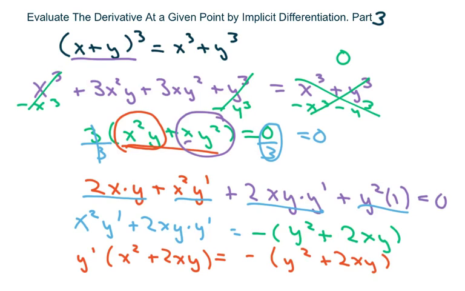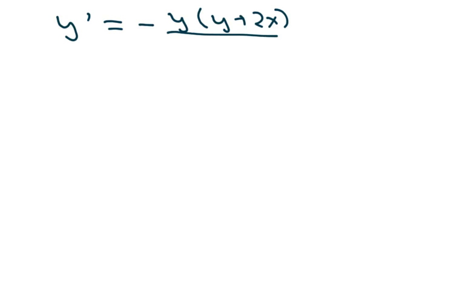Now, when you divide both sides by this, your final answer is going to be y prime, or derivative of y, equals negative y. I'm pulling out the y, times y plus 2x, and I'm using my highest common factor and pulling out the x.